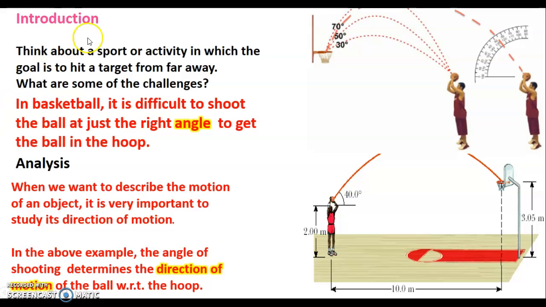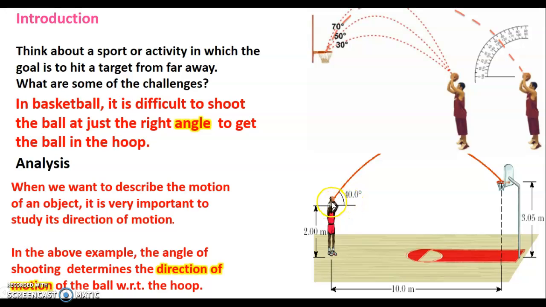So when we want to describe or study the motion of an object, it's very important to study its direction of motion. In the above example, the angle of shooting determines the direction of motion of the ball with respect to the hoop. So the angle at which the player shoots the ball actually describes the direction of the motion of the ball.